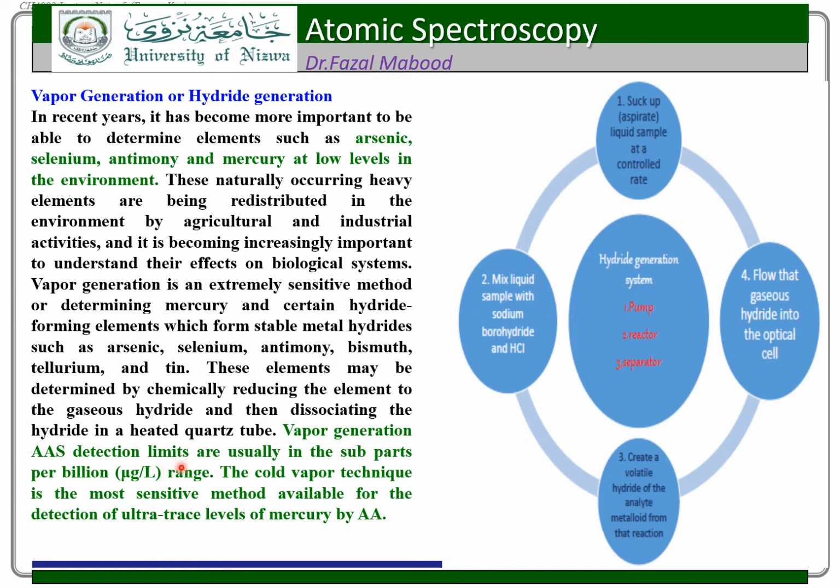Vapor generation detection limits are usually in the sub parts per billion, meaning they are very sensitive. The cold vapor technique is the most sensitive method available for the detection of ultra trace levels of mercury, and usually it is used for arsenic, selenium, antimony and mercury determination in environmental samples. The hydride generation method is a very sensitive technique. With the help of that we can go to the ultra trace level to quantify.